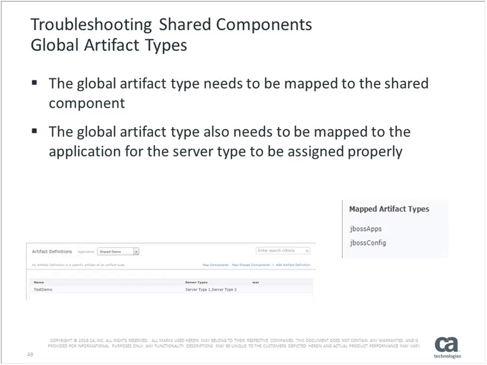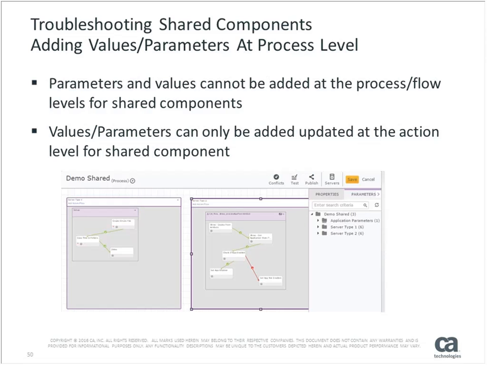Another problem that you may encounter may be around the global artifact type. Remember that once the share component has been configured to be used with a given application, the global artifact type needs to be mapped to a server type that is assigned properly for that application. Because if you don't map it correctly, you are not going to be able to see the collection as it shows up in the share component and not be able to use it correctly. So it is important that you map it properly.